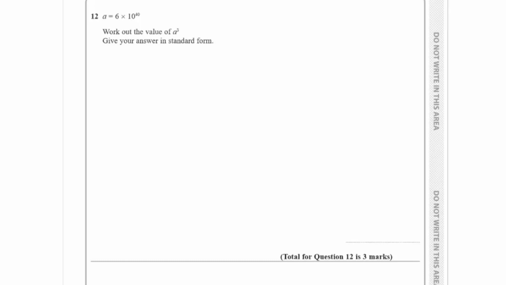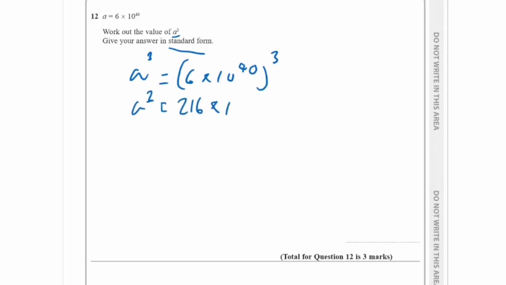A is equal to 6 times 10 to the power 40. Work out the value of a cubed, giving your answer in standard form. A cubed is equal to (6 times 10 to the power of 40) cubed. Since we cube a, we also cube the result. A cubed is equal to 6 cubed, which is 216, times 10.